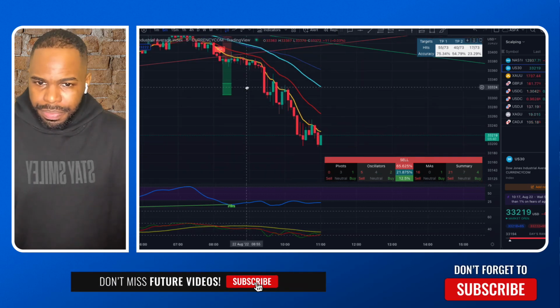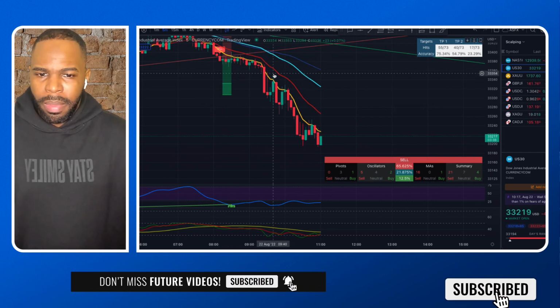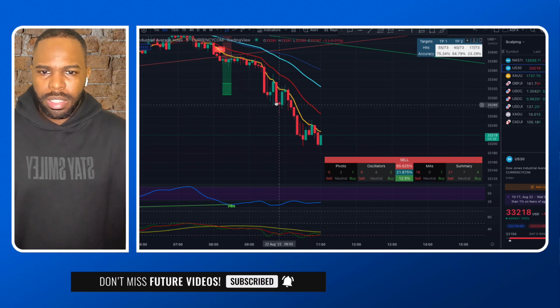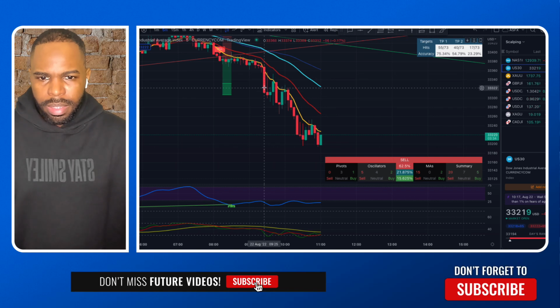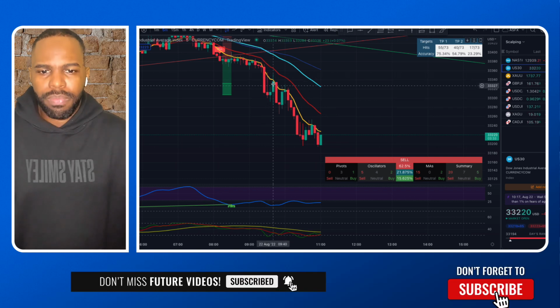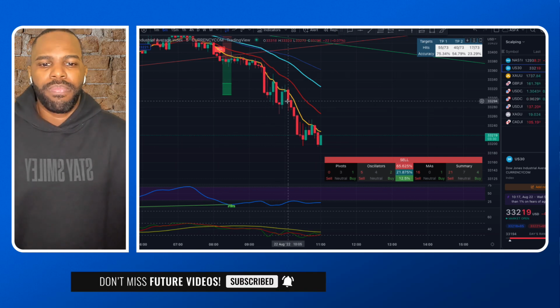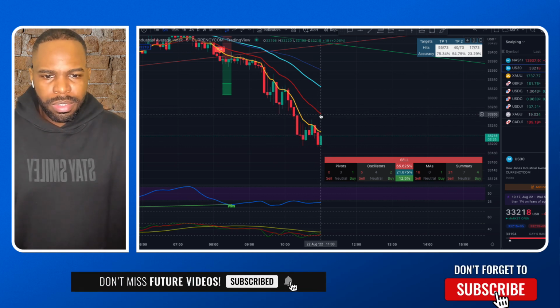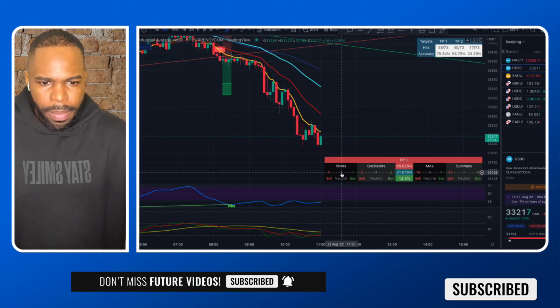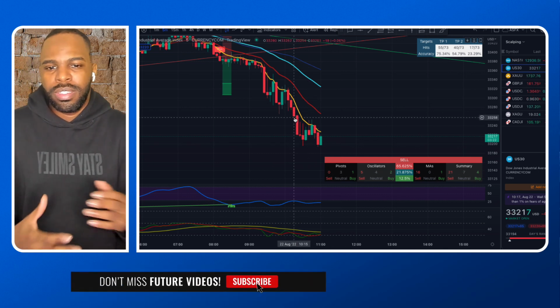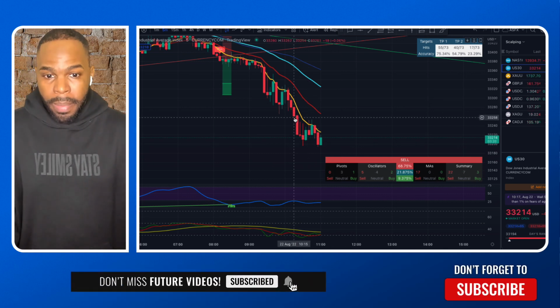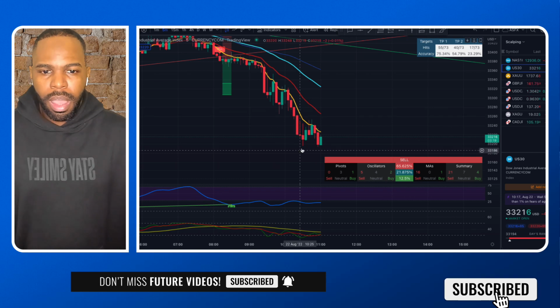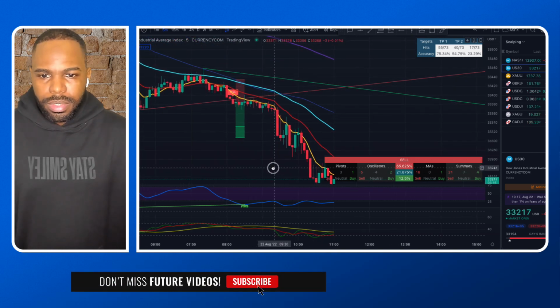And as you can see, it's just respecting my 8 EMA. Every time it goes down, comes back up, touches it, bounces back off. Now it may come back up here and touch this 21 EMA, but it's gonna come back down. So that's how I use these moving averages and EMAs. I'm looking for the bounce.